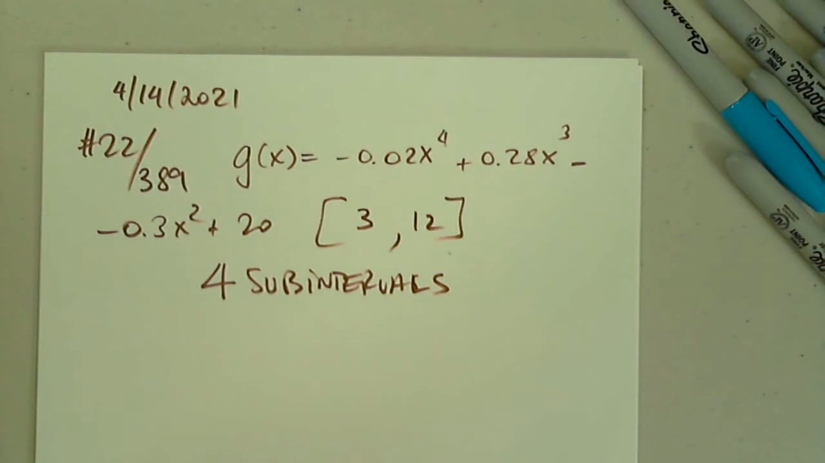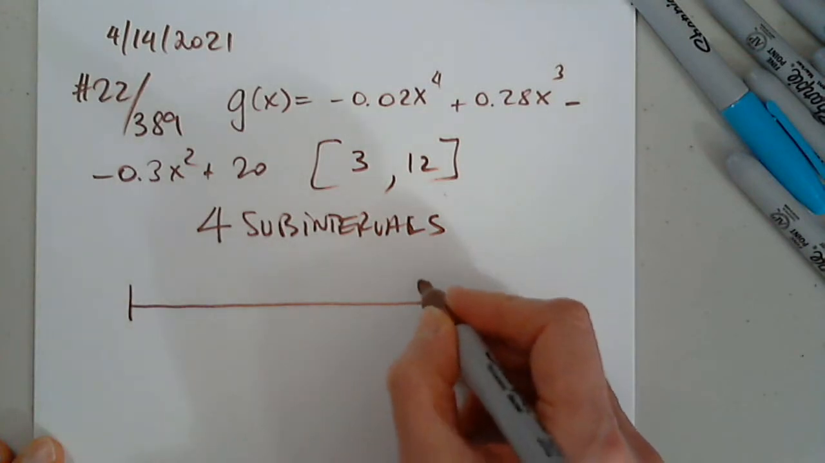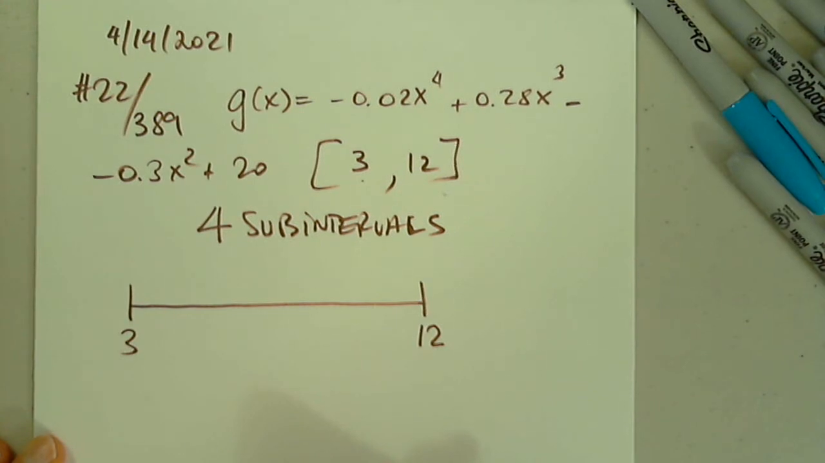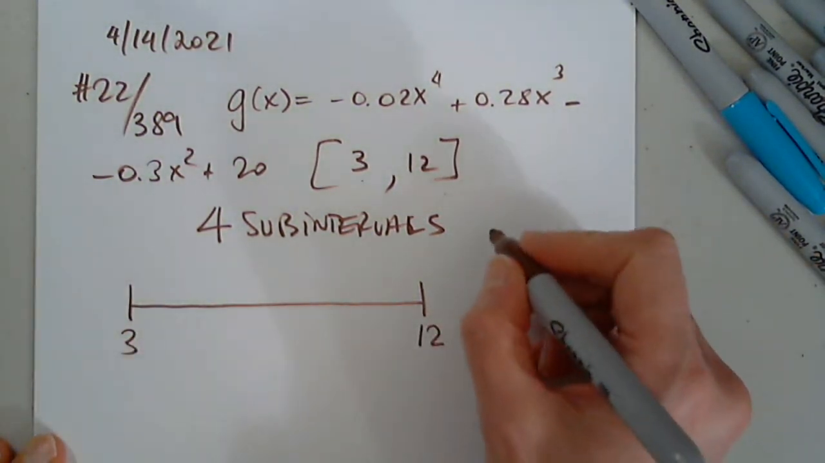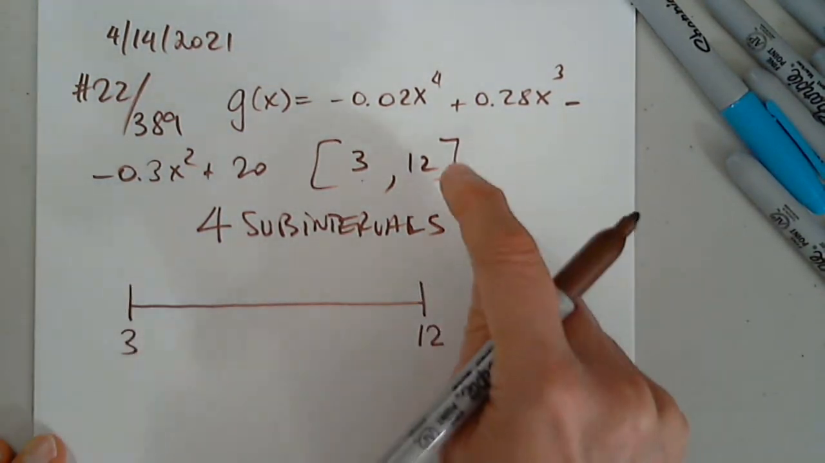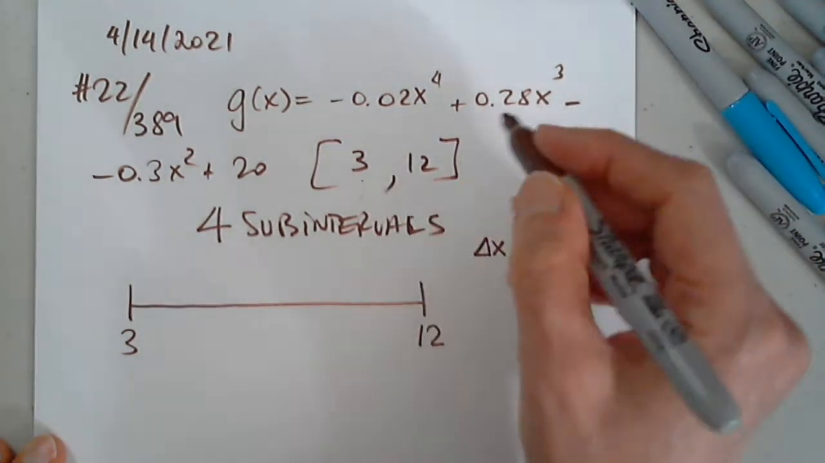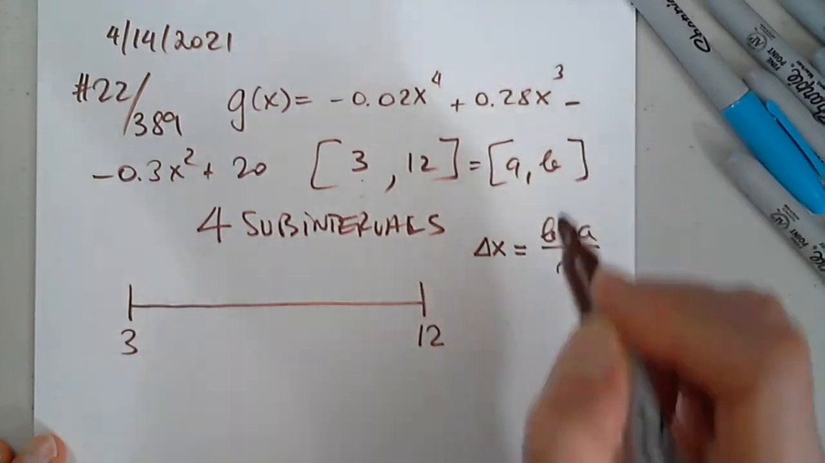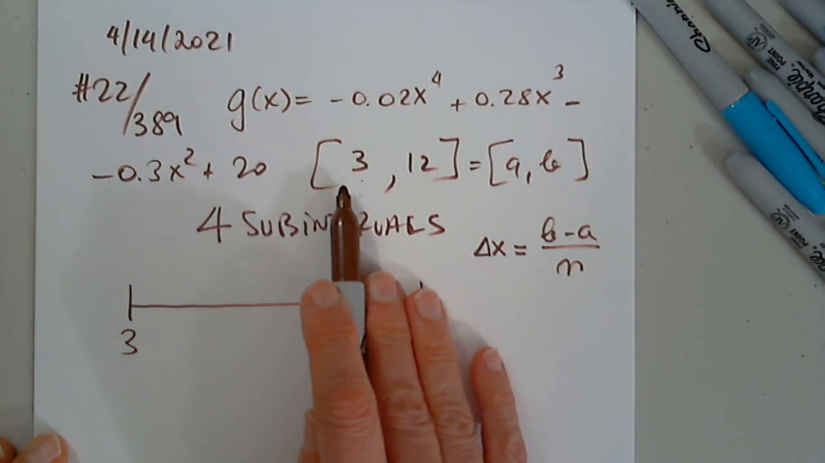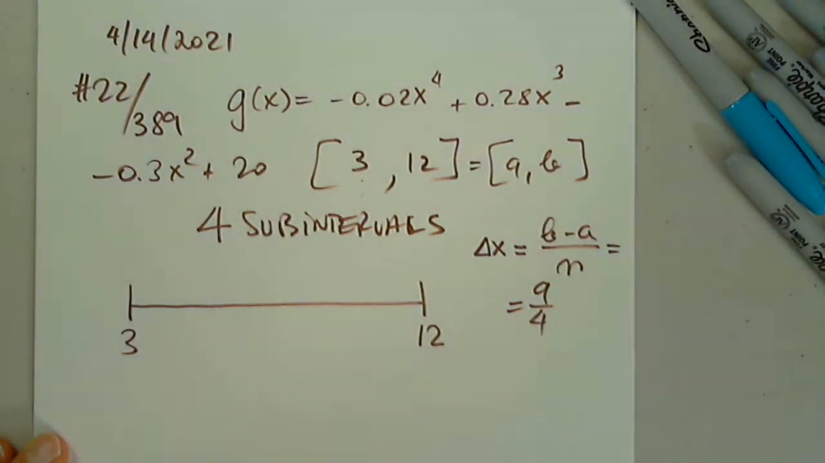Perfect. Great. Okay, so we will divide the interval between 3 and 12 into 4 subintervals of the same width. So how do I determine that delta x, in other words, the width of each subinterval? b minus a divided by n. So this is a comma b. So 12 minus 3 is 9, divided by 4. So this is 9 divided by 4.